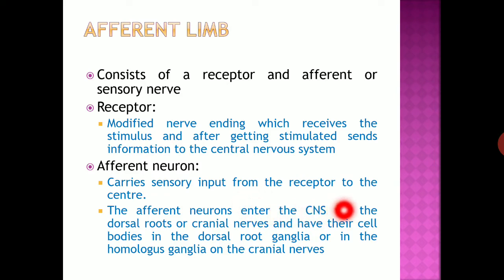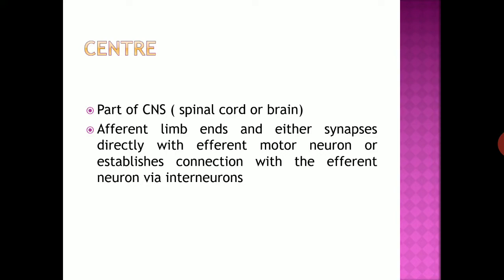Afferent neurons enter the CNS via dorsal root or cranial nerve and have their cell bodies in dorsal root ganglia or in the homologous ganglia on the cranial nerves. Center is a part of central nervous system, spinal cord or brain. Afferent limb ends and either synapses directly with efferent motor neuron or establishes connection with the efferent neuron via interneurons.